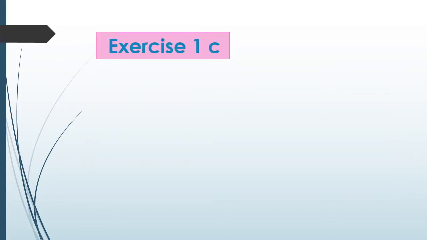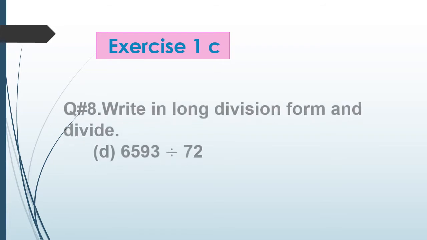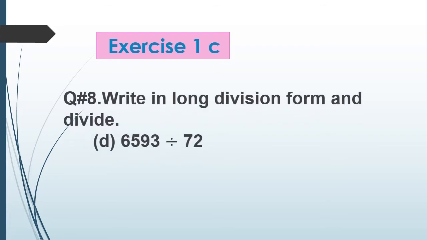Now we will start exercise number 1C. Question number 8. Write in long division form and divide. Part D is we have to divide 6593 by 72. Firstly, we will write them in this way. Dividend will be inside the division sign and divisor is outside the division sign.